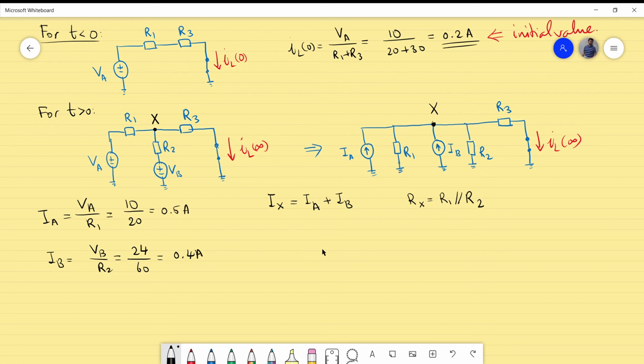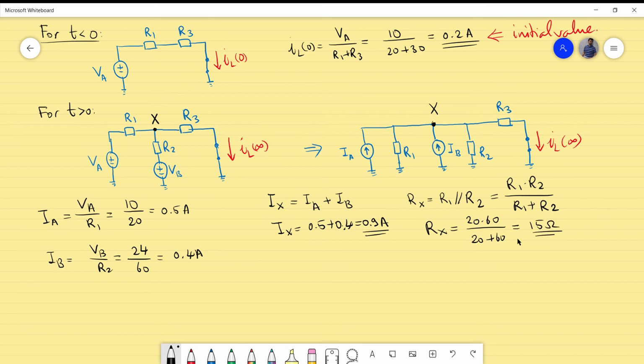So if I fill in the given values here, what I have is 0.5 plus 0.4, and I will get 0.9 or 900 milliamps. And for Rx, of course, these are the same resistances as this will not change. So Rx is R1 times R2 divided by R1 plus R2. This is actually the formula we have used many times. So what you get is 20 times 60 divided by 20 plus 60. So the net effect of this is 15 ohms.